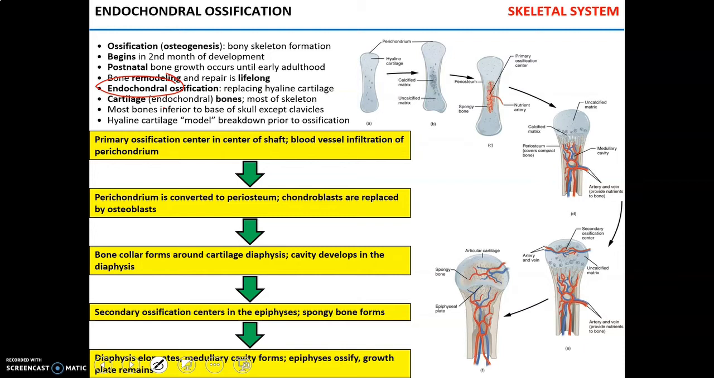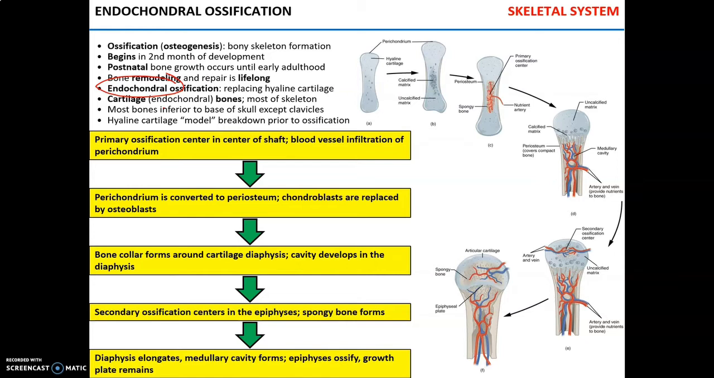So hyaline cartilage essentially forms a model of the skeleton, sort of a cast of a skeleton, before these cartilaginous structures ossify and form the actual, true bony skeleton. So how does this process occur?